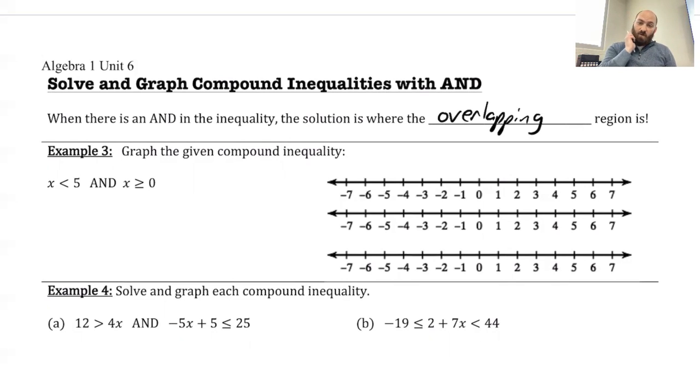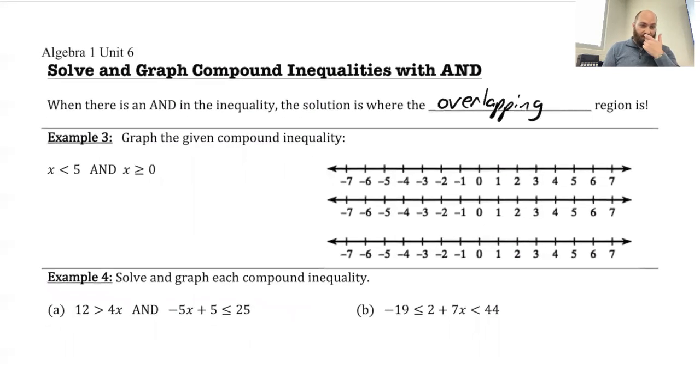And what that means is when we look at this one here, so graph the compound inequality here, x is less than 5 and x is greater than or equal to 0. So let's take a look at both of those two separately to start. X is less than 5 is going to look like this. It's going to be an open circle on 5 and off to the left. X is greater than or equal to 0 is going to get a closed circle on 0 and it's off to the right.